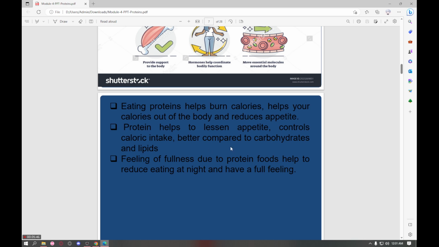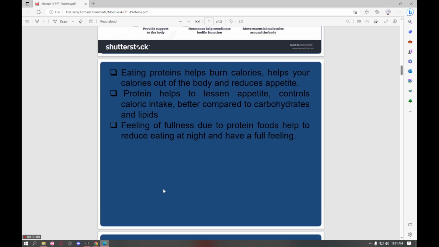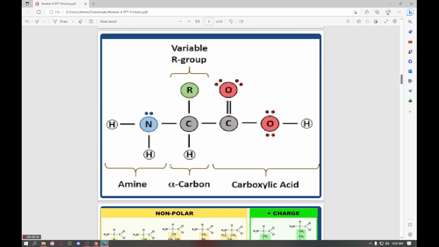So we feel like we are full. Para tayong busog. That is the reason why. If we eat protein, for example at night, we feel full. It lessens the tendency for us to eat midnight snacks because our stomach is full. We feel full.